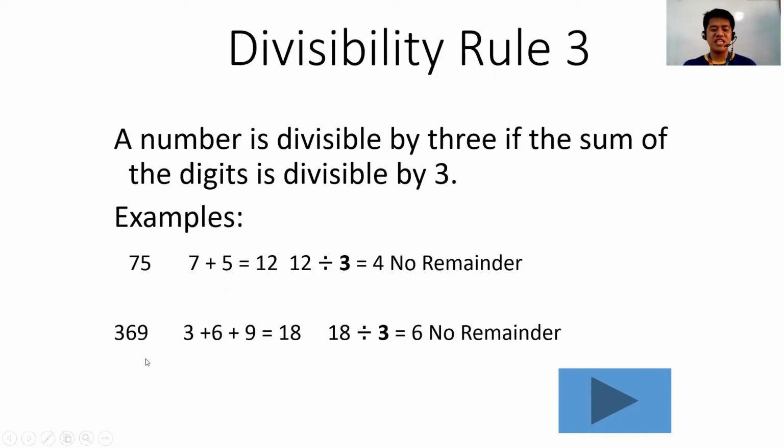Let's proceed to another example. 369. 3 plus 6 is equal to 9, plus 9 is equal to 18. And 18 divided by 3 is equal to 6 with no remainder. Kaya, 369 is divisible by 3. Madali lang ba? Ang gagawin lamang natin sa divisibility rule number 3, i-add natin silang lahat ng digit. Kapag divisible by 3 or ma-divide siya ng 3 without remainder, it is divisible by 3.